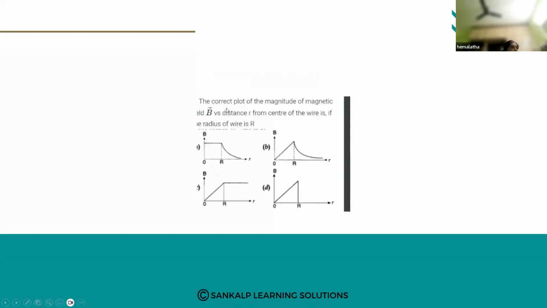The correct plot of the magnitude of magnetic field B versus distance r from the center of the wire, if the radius of the wire is R. This is the center. So this is a wire, R. This is the graph.